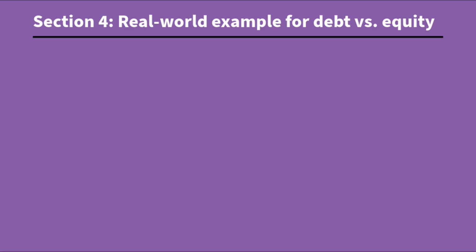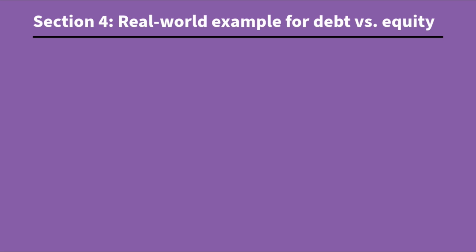Now, we're going to talk about a real-life situation to see how investors may use debt and equity markets. Let's think of an investor with three options to do with his or her extra money in the middle of 2023. One, buying Apple bonds, two, buying Apple stocks, or three, depositing the money in a current account.